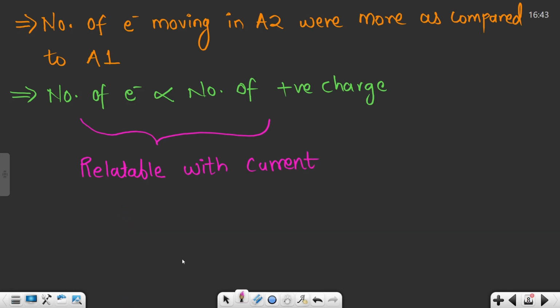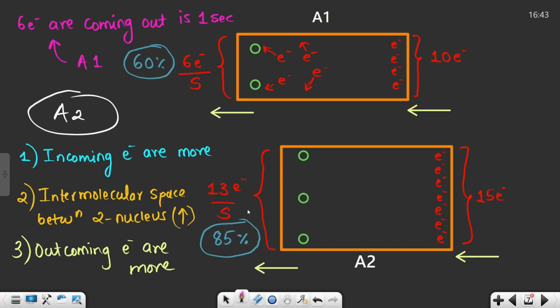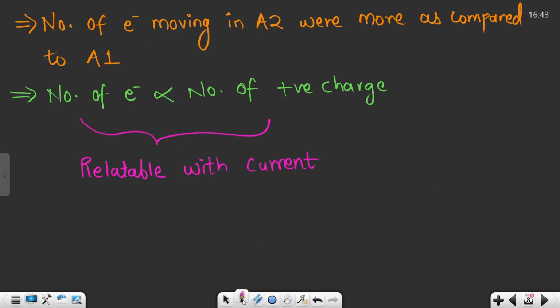And more number of electrons means more current, right? So in area 2, there were more number of electrons that were coming out per second. This is very, very important, per second. So let me just write over here, more number of electrons means more amount of current, right?